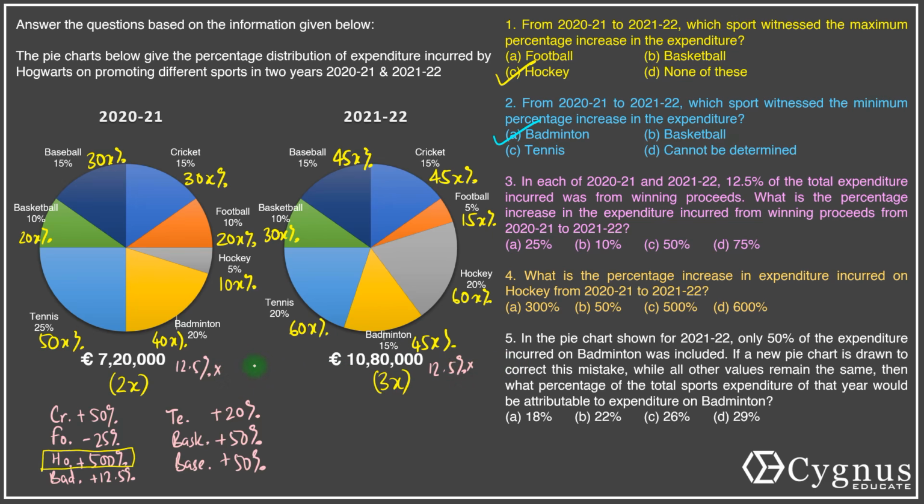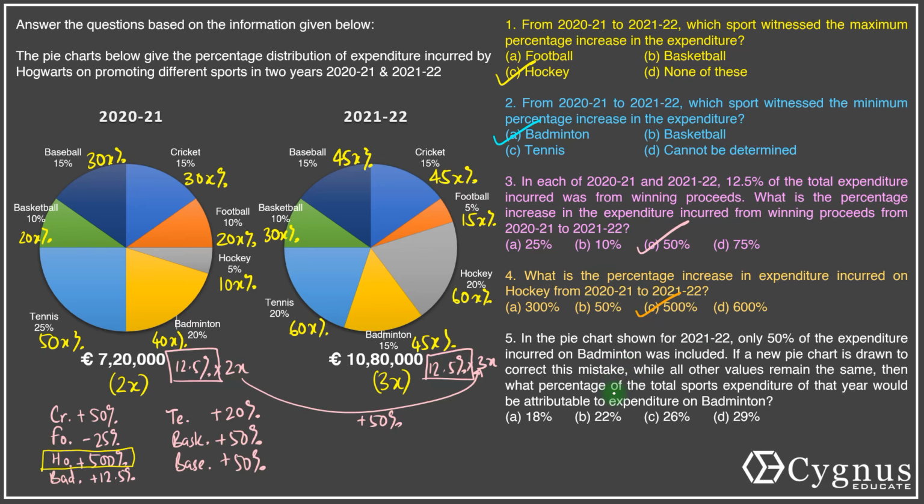And we've already discussed that we don't need to do this. We can simply think about 2x and 3x. Also, because this percentage is the same, the only increase will be because of the increase in the base. The increase in the base is 50%. Therefore, the answer should be 50%. Answer option C is the correct answer. Question number 4. What is the percentage increase in expenditure incurred on hockey from 2020-21 to 2021-22? Now, hockey, we've already calculated the percentage increase, which is 500%.